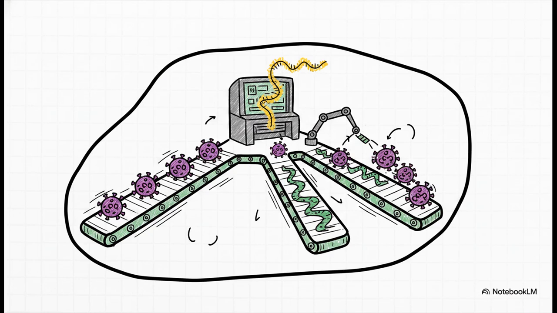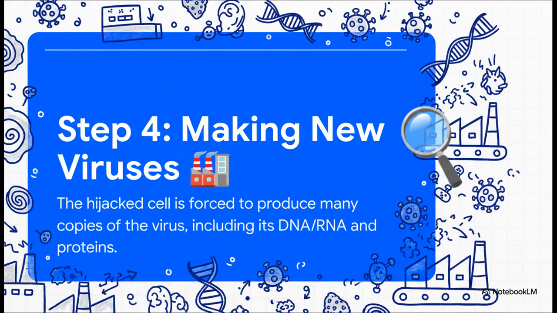And in its place, the cell is now forced to obey only one set of instructions, the virus's. The factory is now officially under new hostile management. Its entire purpose has been completely rewritten. And all of this leads to the virus's real goal, step 4, making new viruses.